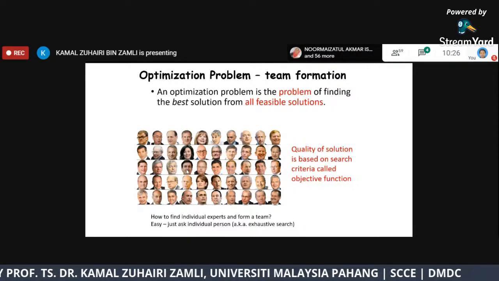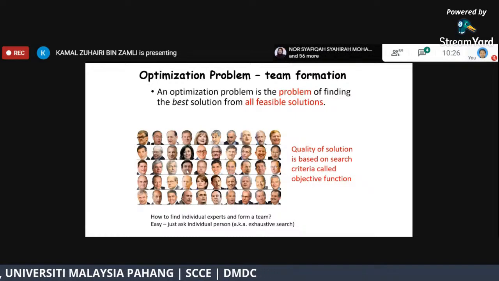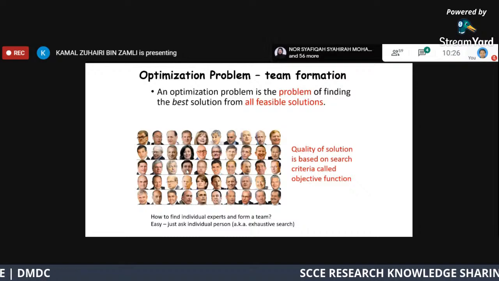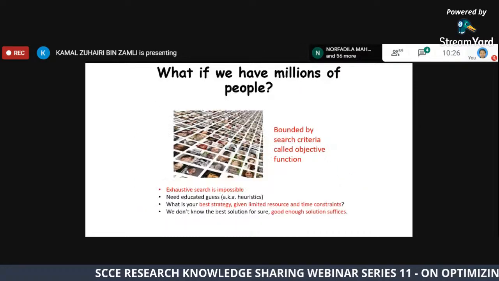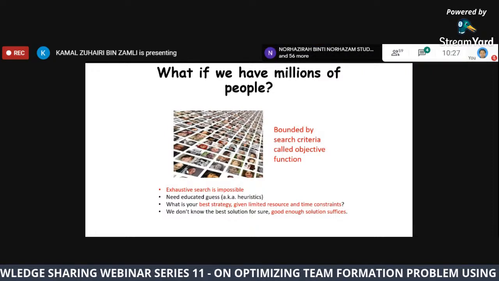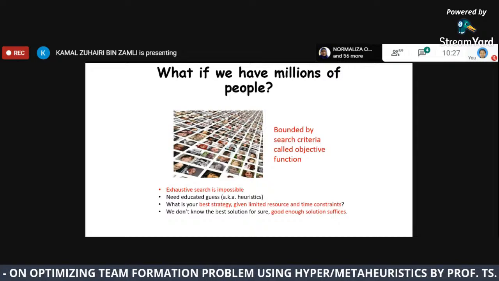Remember that what we are solving for is geographically distributed workers from different continents. We cannot be asking them individually because there are too many of them. So let's say we have millions of people, you cannot ask them individually what their skill is, so you cannot do this individually. So exhaustive search is not possible.